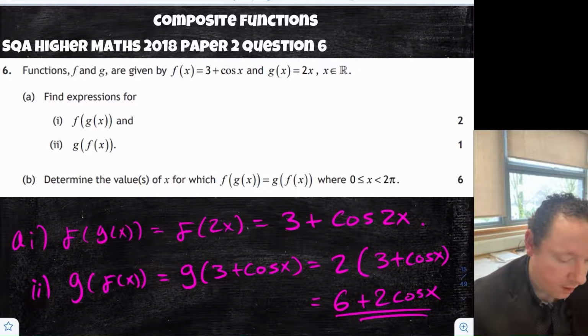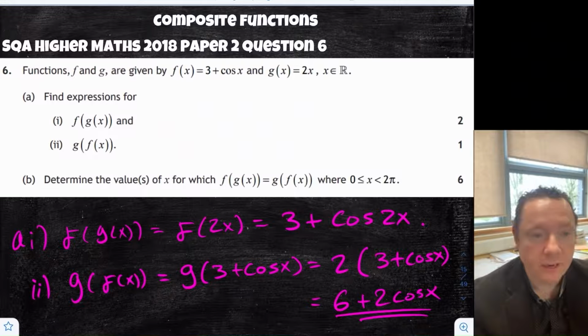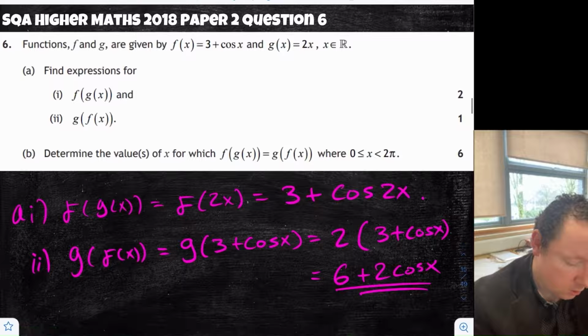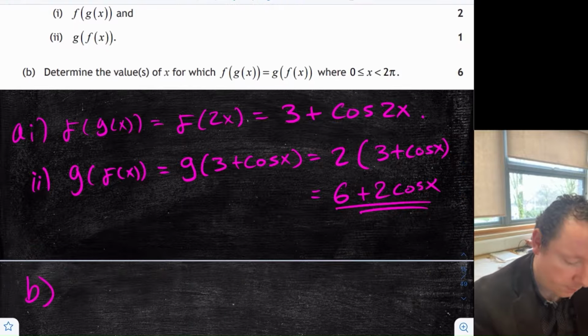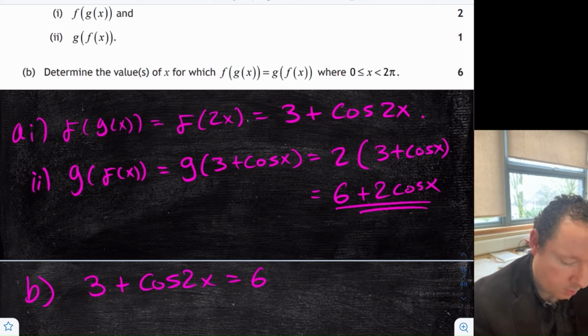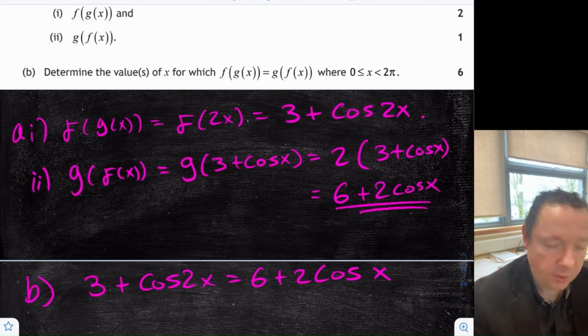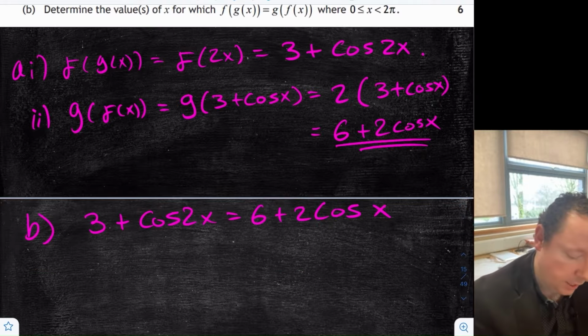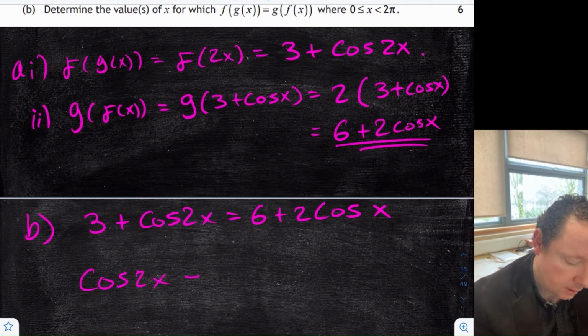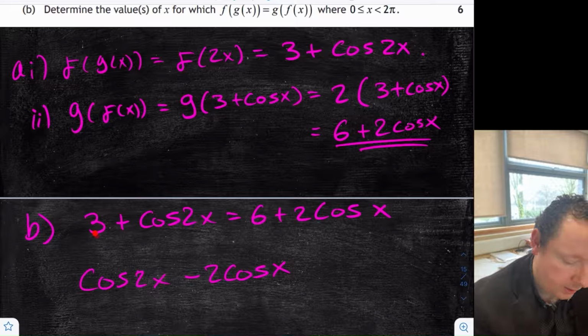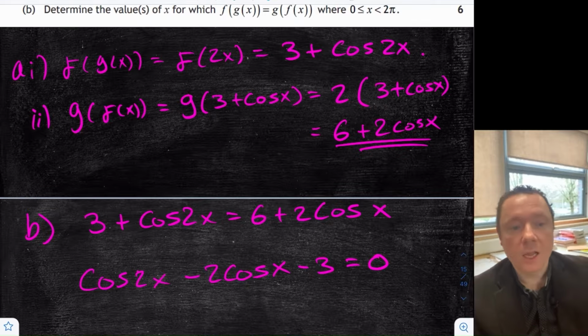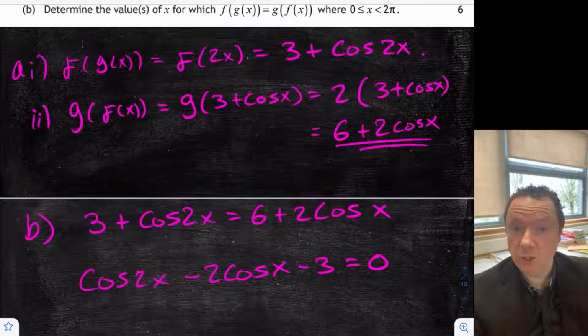Part B says determine the values for which f of g of x equals g of f of x. So just make them equal to each other. So for part B, we're saying that 3 plus cos 2x equals 6 plus 2 cos x. And we need to solve for x. Everything over at the same side to get cos 2x minus 2 cos x. And then we've got 3 take away 6 is minus 3. That equals 0.